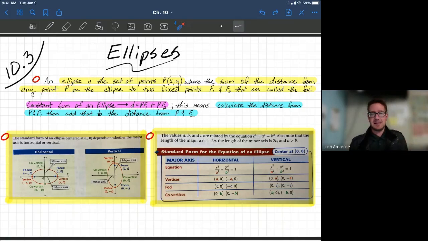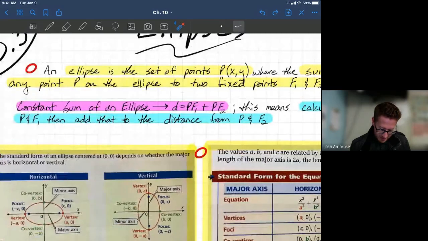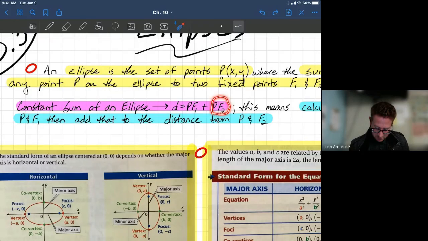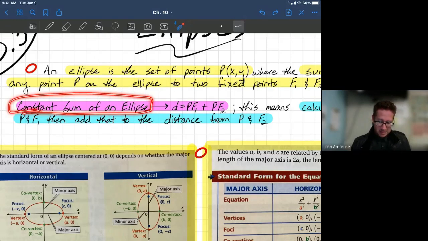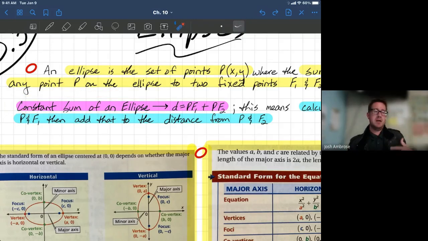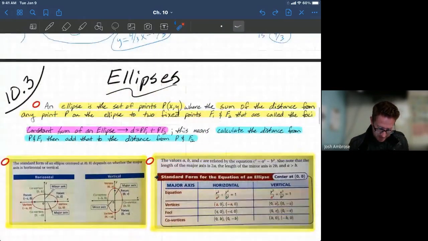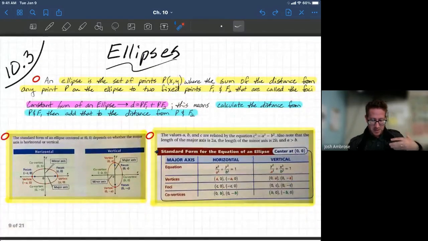When this is the situation and you're trying to calculate, as it says, the constant sum of an ellipse, you're going to calculate the distance from the point to F1, then the distance from the point to F2, and then add those two distances together to give you the constant sum of an ellipse. This is going to be our first example problem. You have a point and F1, calculate the distance. Same point, but now F2, calculate the distance, and then add those two together. So that's the basics of how to calculate the constant sum of an ellipse.